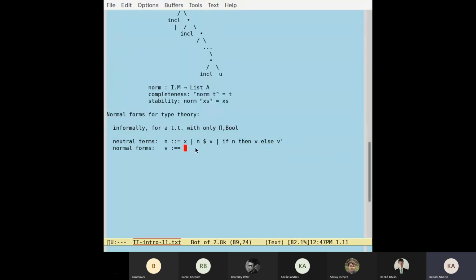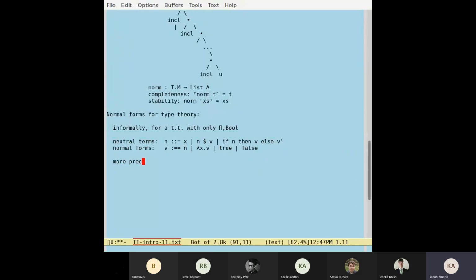So these are the neutral terms, and the normal forms are, every neutral term is a normal form automatically, and we have lambda. So let me write lambda x dot v is a normal form for any normal form v. I call it v because value is another name for normal form. And I just want a separate meta variable. And then we have true and false. These are also normal forms. Okay. So these will be the normal forms for a theory with only pi and bool.